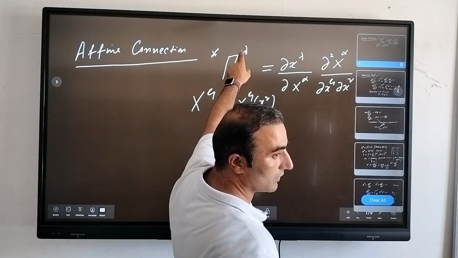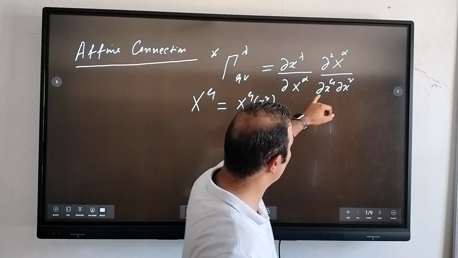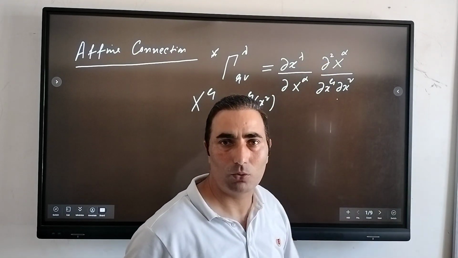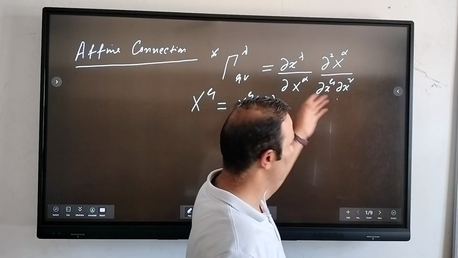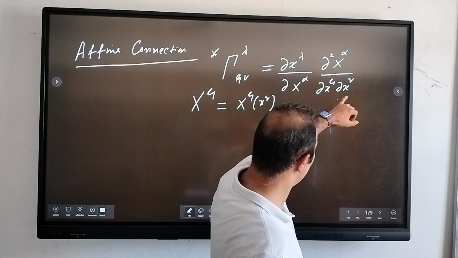The superscript will come here, and the subscript will come in this derivative, right? And we can have alpha, mu, beta, gamma, it's up to you, because they are dummy indices, so you can write anything. But this is very important: the subscript you need to write here, right?